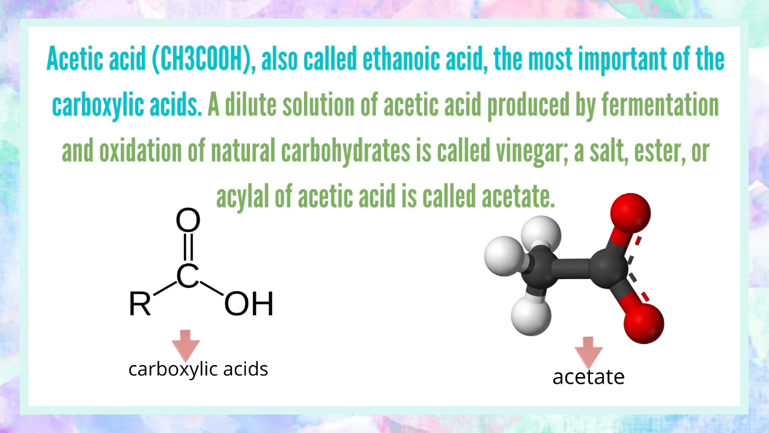Acetic acid, also called ethanoic acid, is the most important of the carboxylic acids. A dilute solution of acetic acid produced by fermentation and oxidation of natural carbohydrates is called vinegar. A salt or ester of acetic acid is called acetate.